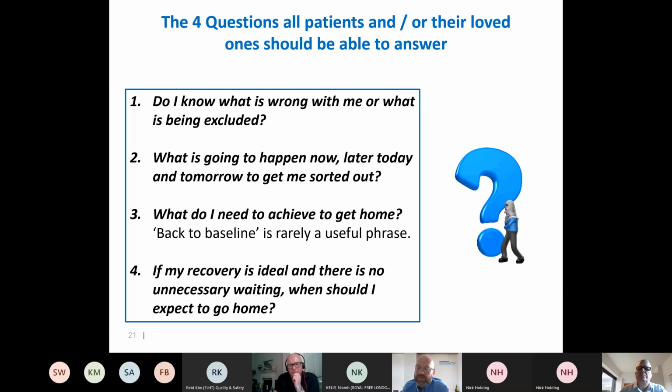So all the 4 patient questions do is turn the clinical plan into something that's accessible to patients and their loved ones. And there are lots of examples of how people have used this to engage patients and their families in their care and to drive the process of discharge.